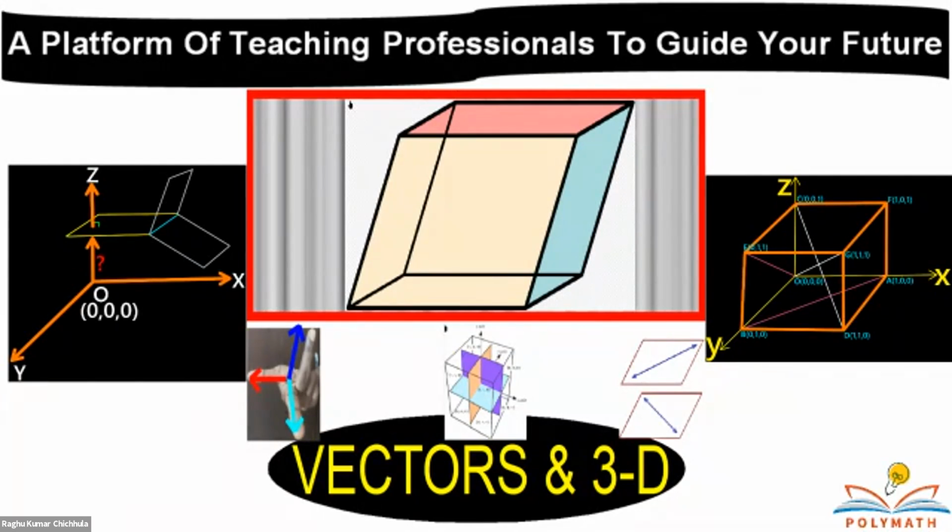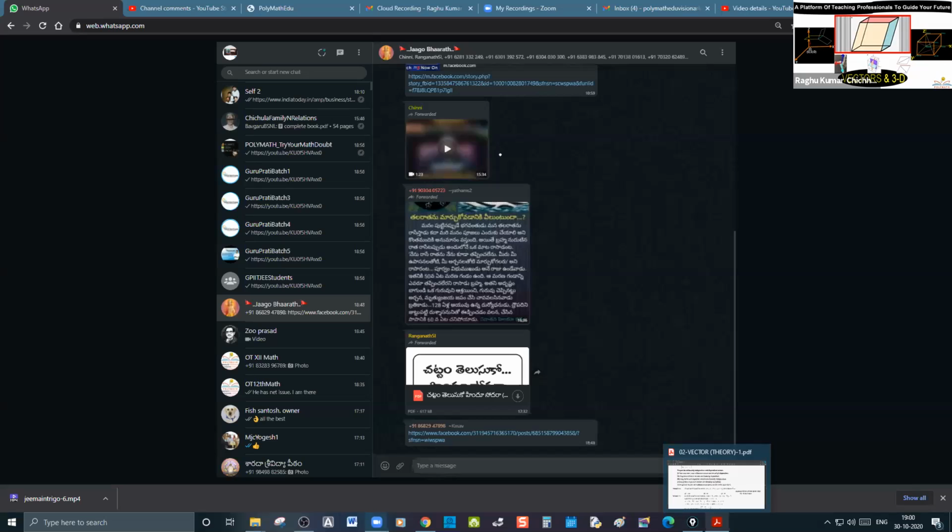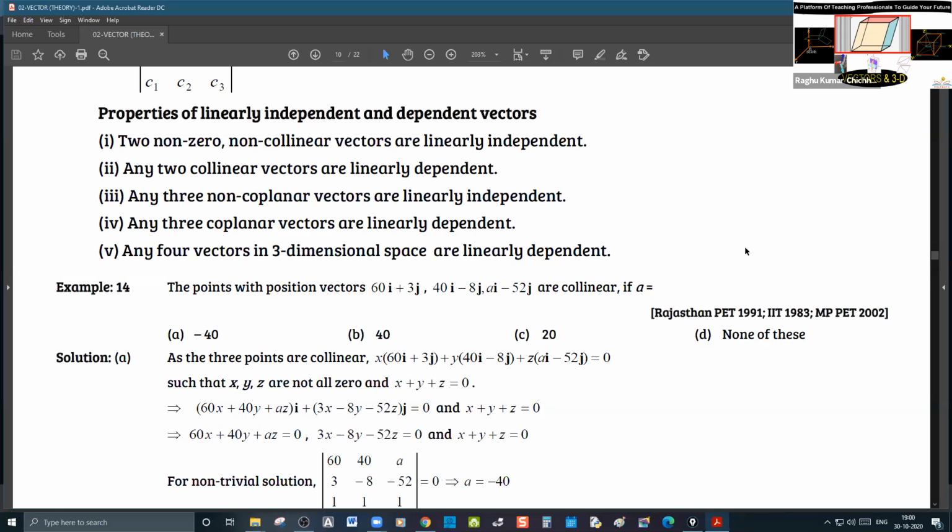And also we understood that all collinear vectors or parallel vectors are linearly dependent and all non-parallel vectors are linearly independent. Similarly, all coplanar vectors are linearly dependent and all non-coplanar vectors are linearly independent. We have seen these concepts in the previous class. Now, in continuation to that, let us work out the problems based on linearly dependent and independent vectors.